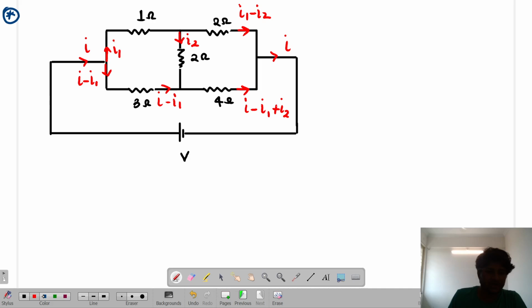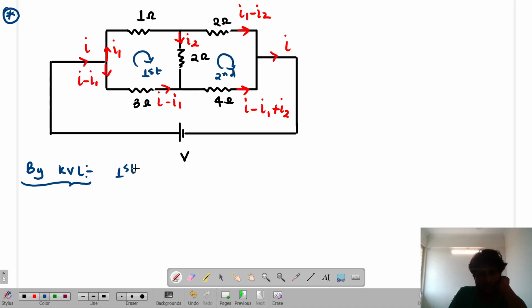So then what I will do, I'll just apply the KVL. So let's say this is first loop, this is my second loop. Okay. So in first loop, if I apply, what I'll get? In the same direction, so minus. So let us apply KVL. If I am applying in my first loop, got it or not? So in first loop, what will be the equation? Minus of 1 into I, so minus I1, isn't it?